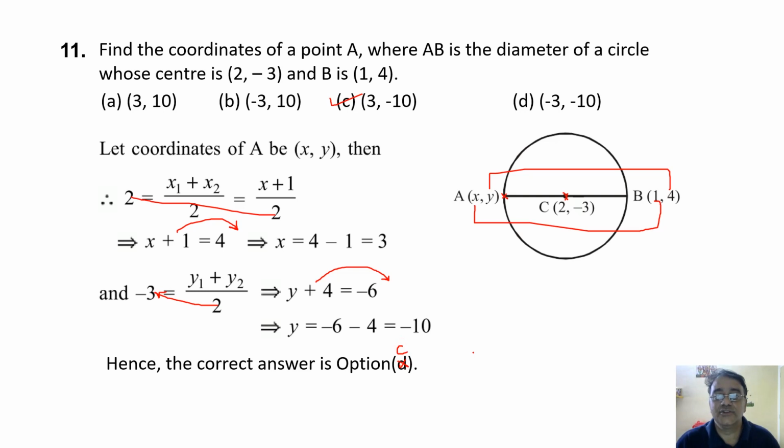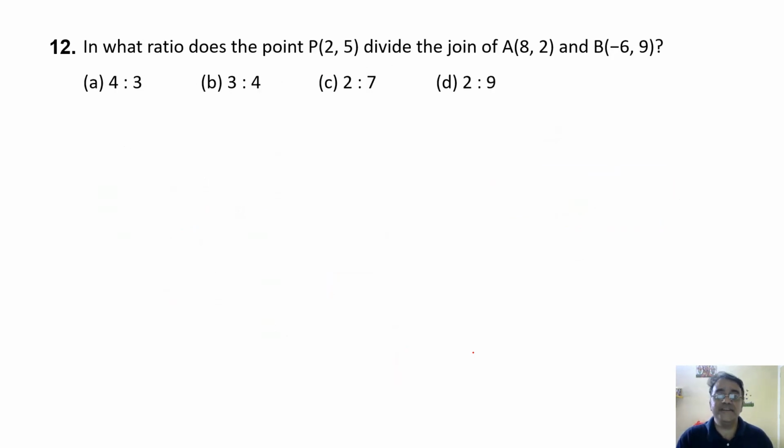Okay, fine. So let us move towards question number 12. In what ratio does the point P(2, 5) divide the join of A(8, 2) and B(minus 6, 9)? So here, both coordinates of P are positive, so we can go for either 2 or 5 as per our wish. I'm going with 5 because we have already taken the x and y coordinates. You can go for 2 also.